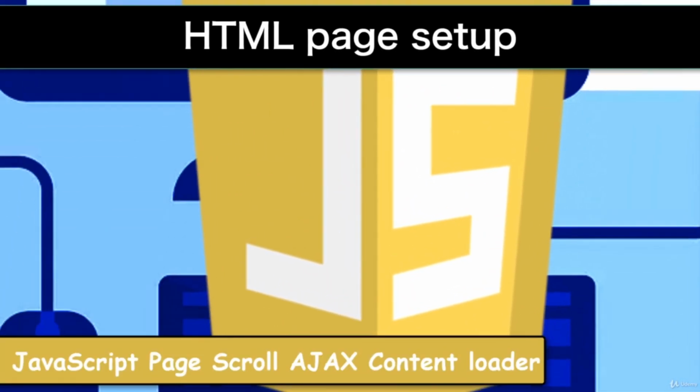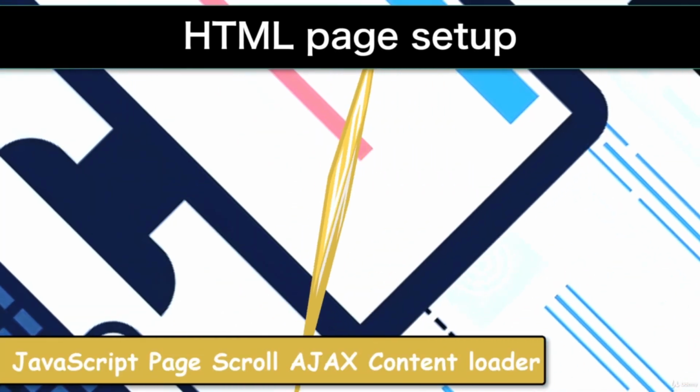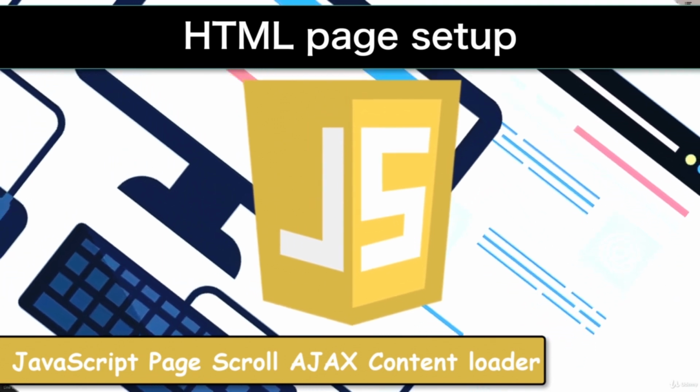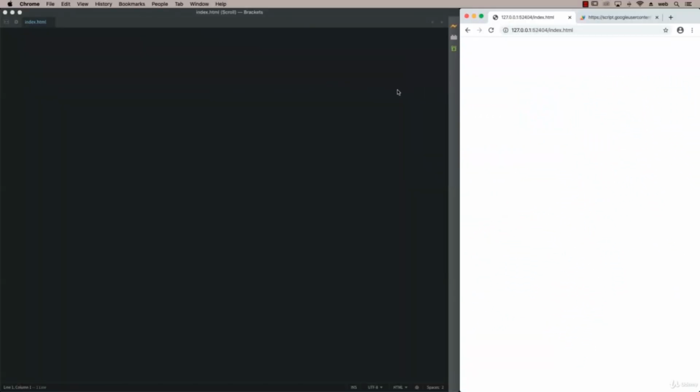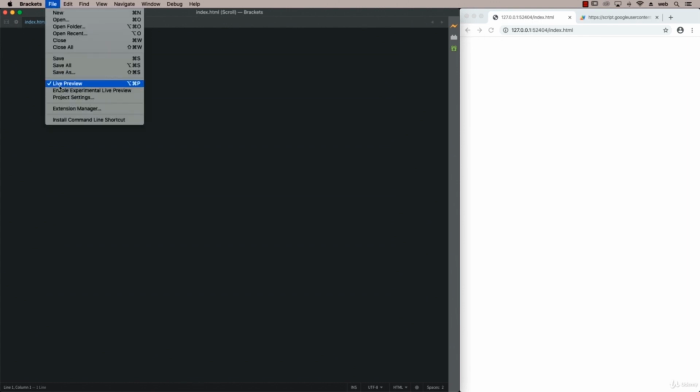Hey, in this lesson, we're going to be setting up the basic HTML web page and also looking at the data that we're going to be requesting using the AJAX request that's going to be loading onto the page. So first of all, I've created an index.html file, so it's completely blank. Just created it, and I'm using Brackets to load the live preview. If you are using Brackets, that's just under File, Live Preview.